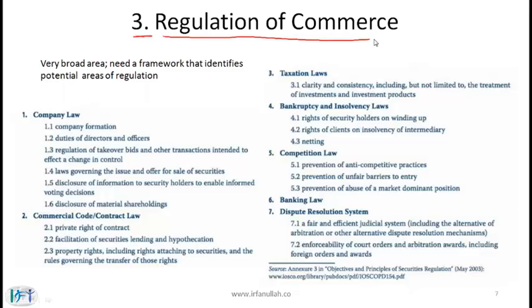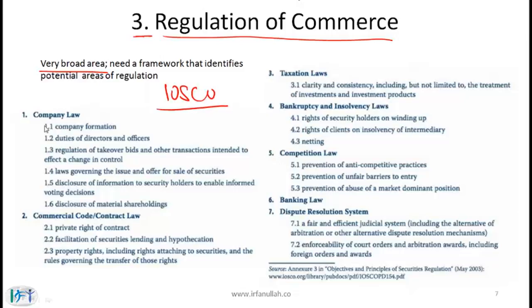Section 3, Regulation of Commerce. Now, as you might imagine, this is a very broad area, and we really need a framework that identifies the potential areas of regulation. IOSCO, which we've mentioned before, has actually created a framework which is not exhaustive, but what you see here is that proposed framework that is quite useful both for regulators as well as analysts who are evaluating the potential impact of regulation. So this framework talks about the different areas that should be considered when regulations are being enacted.